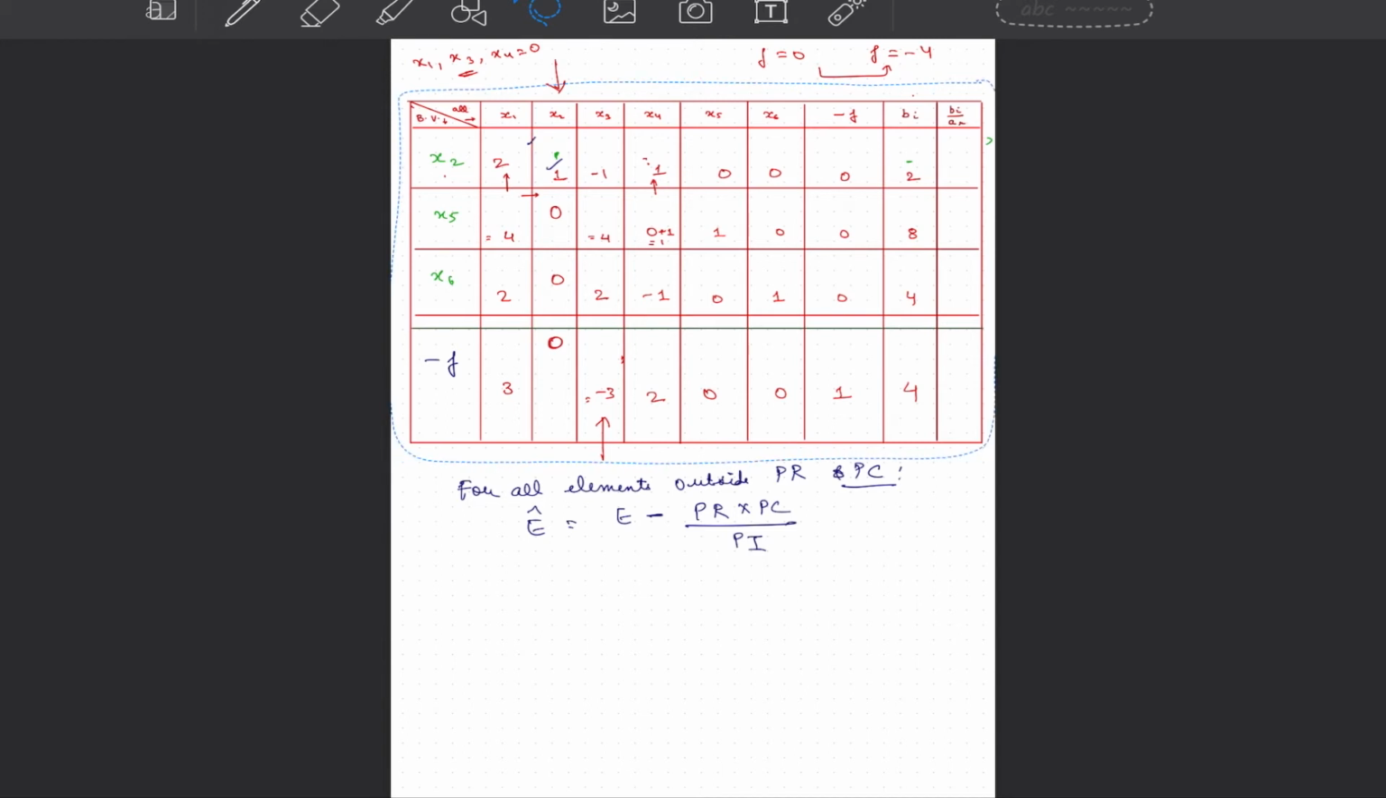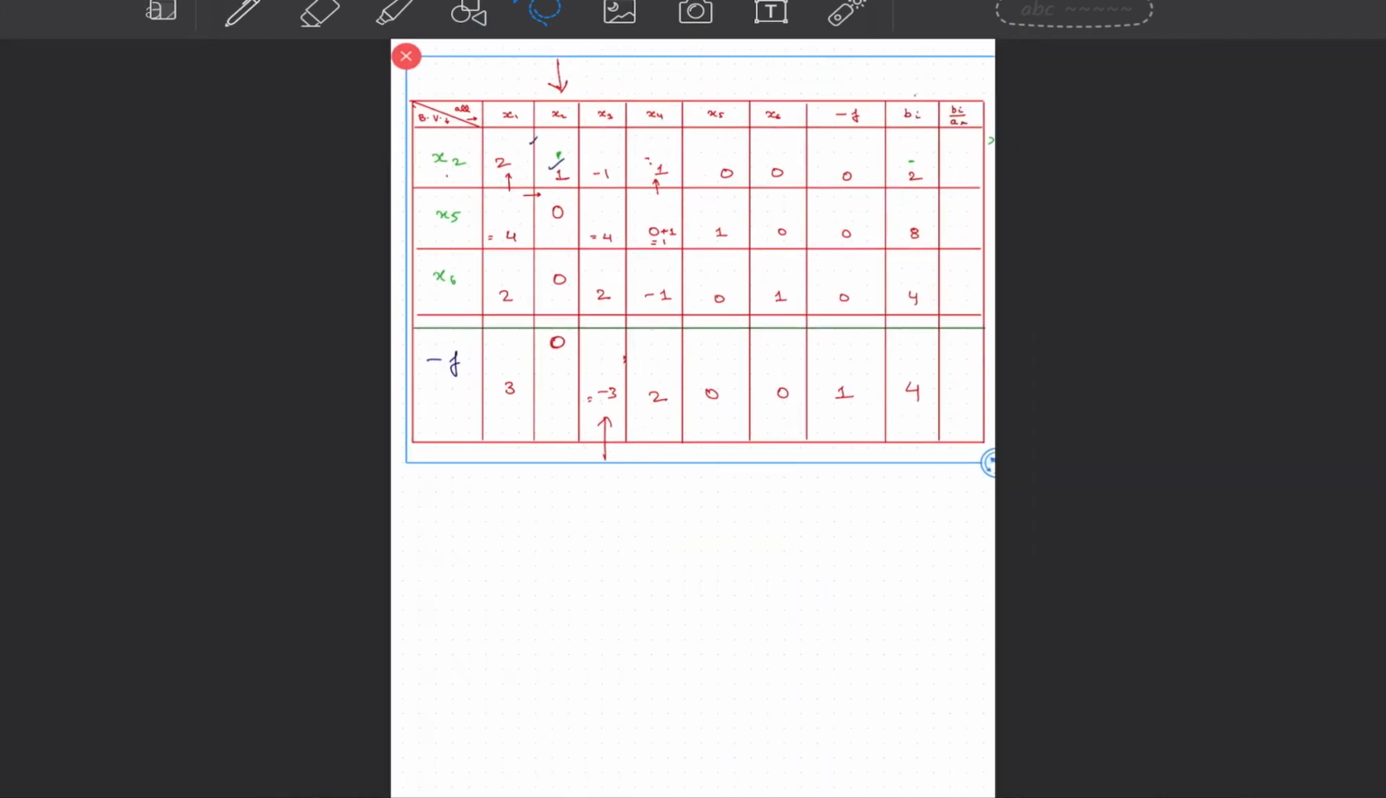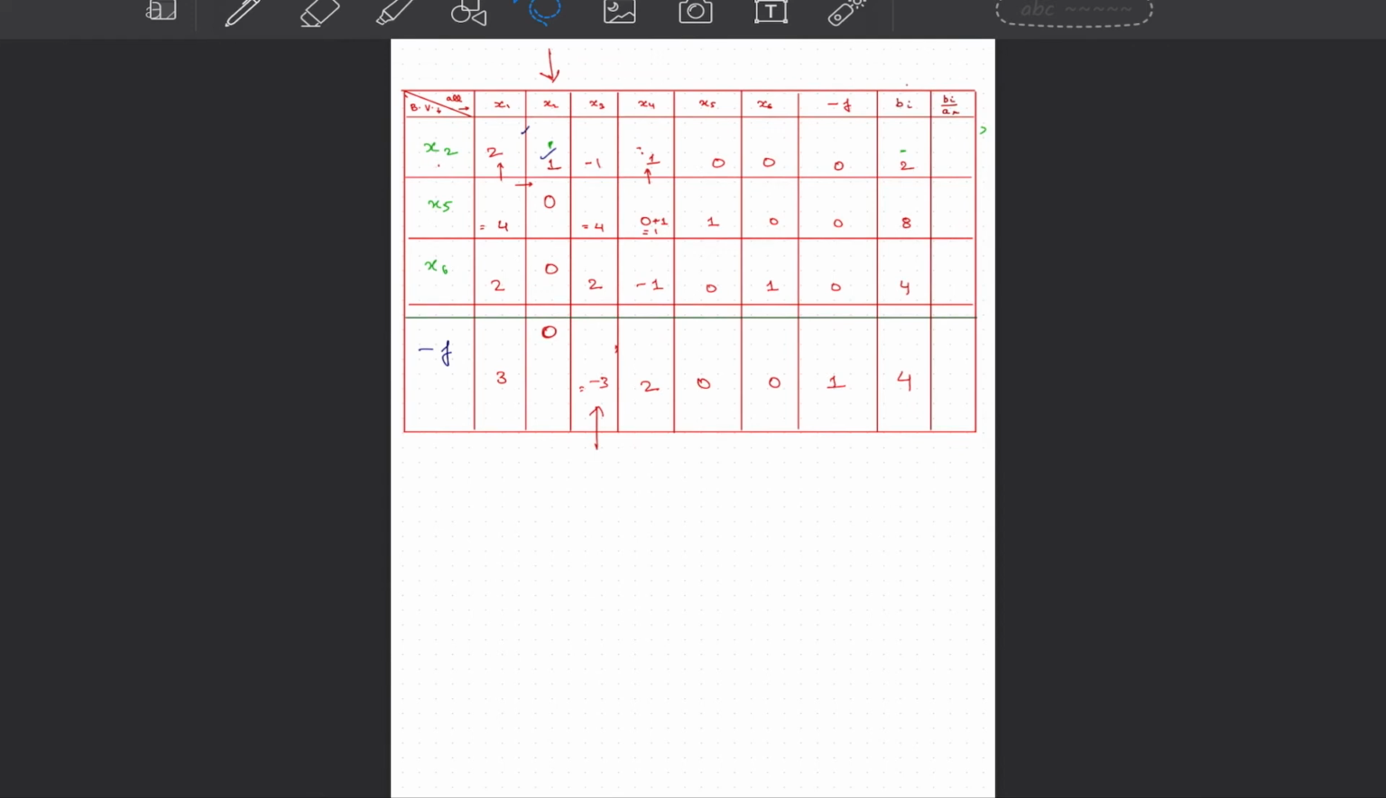This time let's see who exits our table. So again, I will repeat these calculations so that if you missed it the first time, you should be able to get it. So I'm saying this is entering. We will again calculate these ratios only where the corresponding values in these columns are positive. Now I can write this as 2 divided by -1 not defined, 8 divided by 4 is equal to 2, 4 divided by 2 is equal to 2.